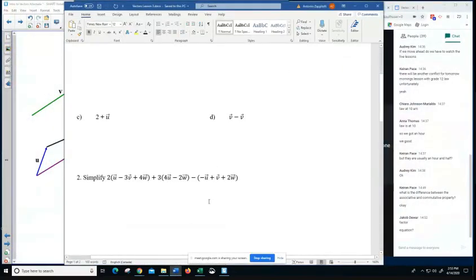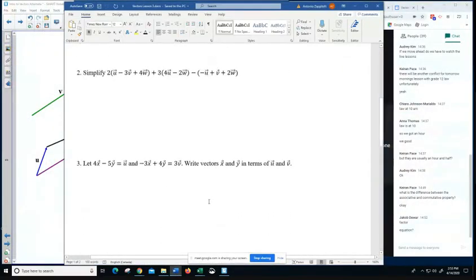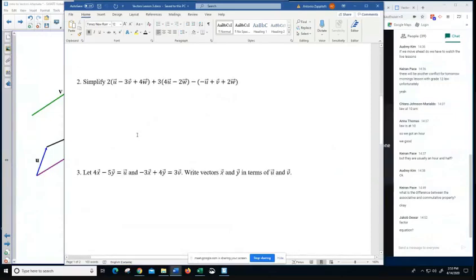Okay? So just to get a little bit of practice on that, let's go back to the worksheet here and look at these two examples. If I were to replace u, v, and w by x, y, and z, it would look a lot like an algebraic expression. And what would you use? You would use distribution, commutativity, and associativity. You would bring together like terms to simplify the expression.